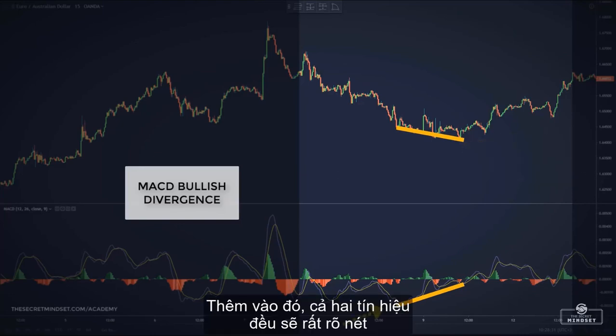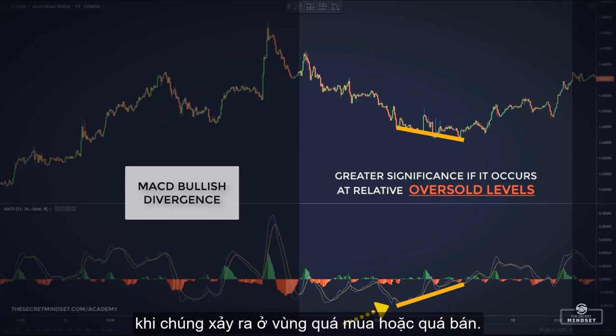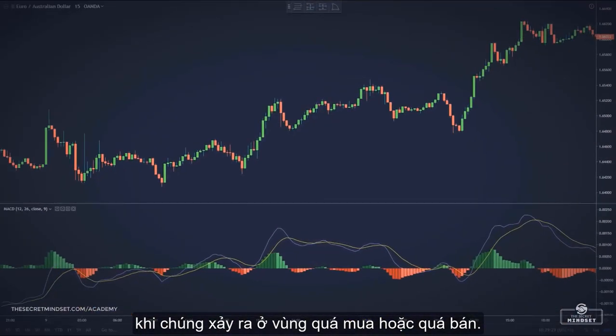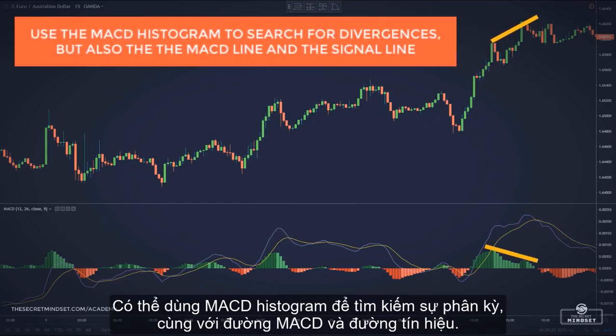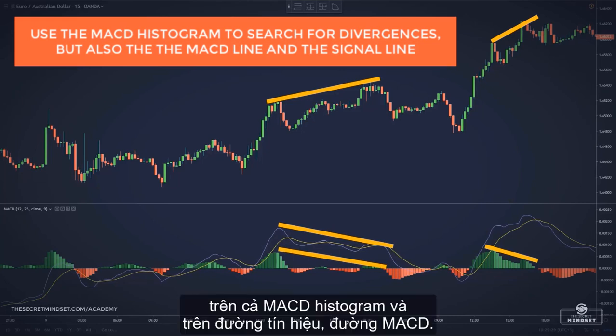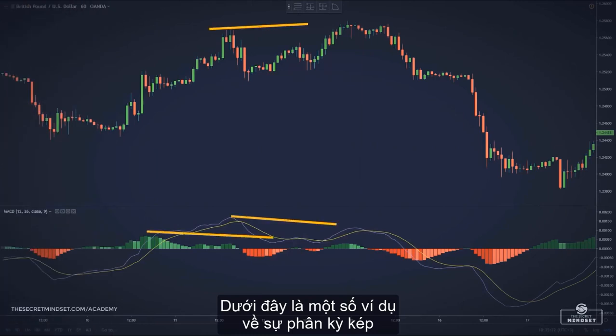Furthermore, both signals carry greater significance if they occur at relative overbought or oversold levels. You can use the MACD histogram to search for divergences, but also the MACD line and the signal line. The strongest signals appear when there is a double divergence on both the histogram and on the signal and the MACD line. Here are some examples of double divergences.